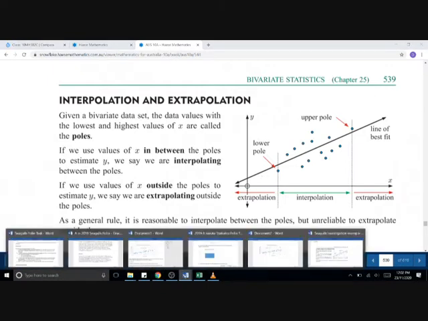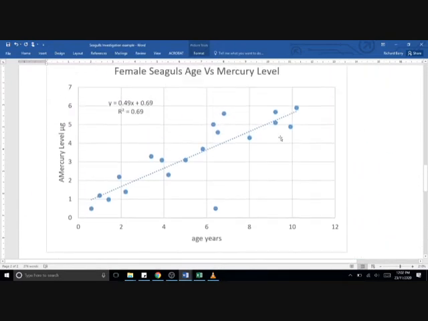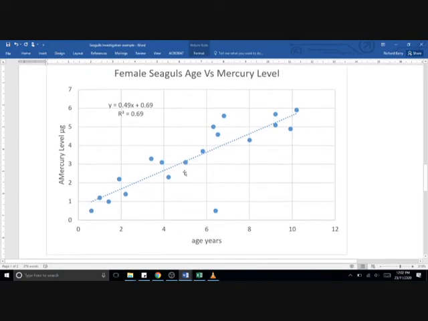So, as an example, the page number for this is 539 from the textbook, just got it down the bottom there. Using previous methods, I have a scatter plot. It shows a moderate or strong link between the seagull's age and the mercury level. It has one outlier, which is probably affecting these numbers a little bit. The closer this is to 1, the better. Now extrapolation and interpolation is what is going to happen with these numbers.